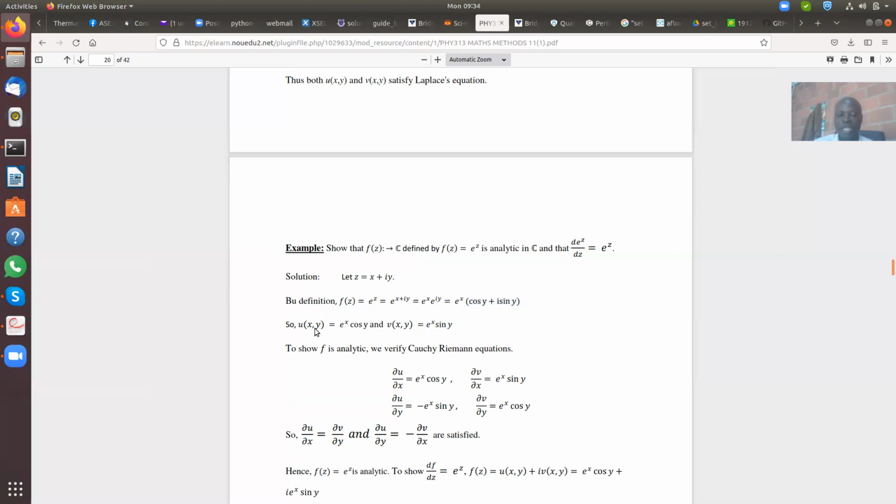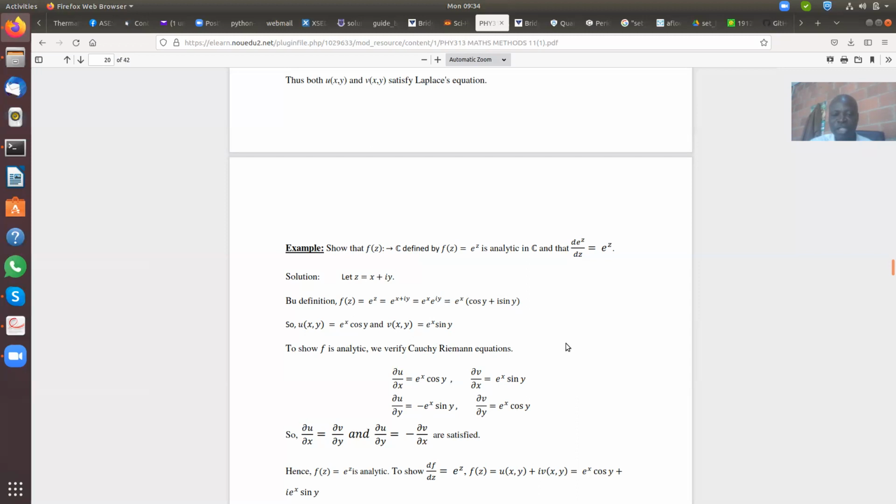Now the next thing is to differentiate this. Take the partial derivative once and take the partial derivative of this once as well, to see if the two results we obtain will satisfy the Cauchy-Riemann equations. So the first thing is du dx. If you take the derivative of this, e to the x is a constant, you still have e to the x cos y. If you take du dy now, by the time you take the derivative of cos, it will give you a negative sign. So you have this. Do the same thing for v now. You have this, the dv dx of this will give you this, and the dv dy will give you this.